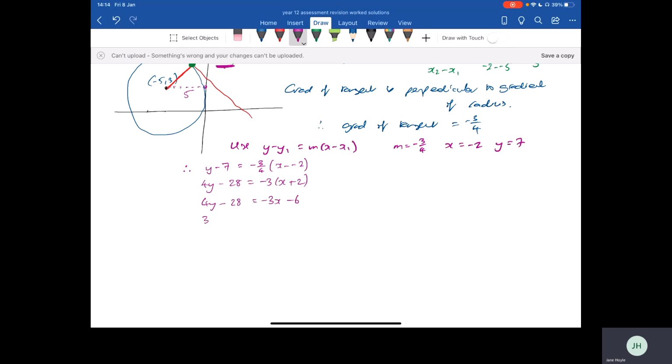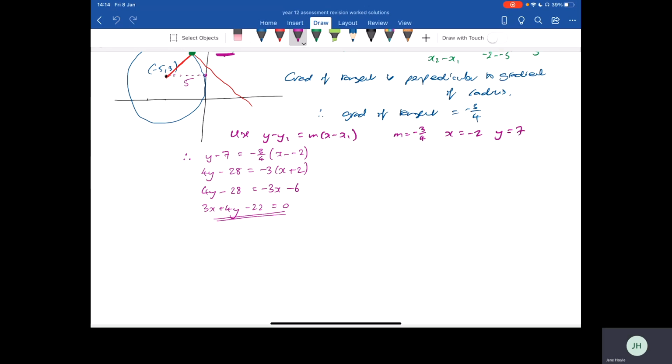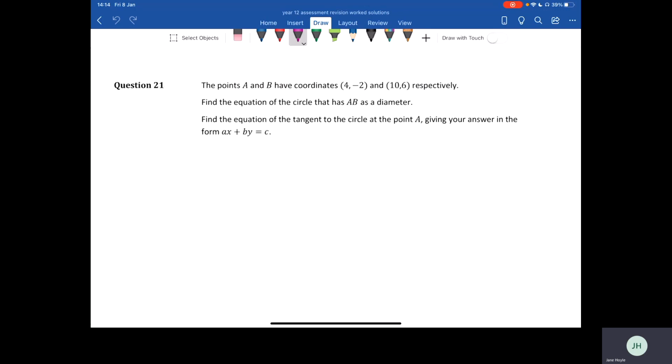Put everything onto the left: 3x plus 4y, and then I've got minus 28, and I'm adding on 6. I think that is minus 22. Okay, so that looks fine. Hopefully no daft mistakes happening anywhere there. Okay, onwards then. Two more for this section.